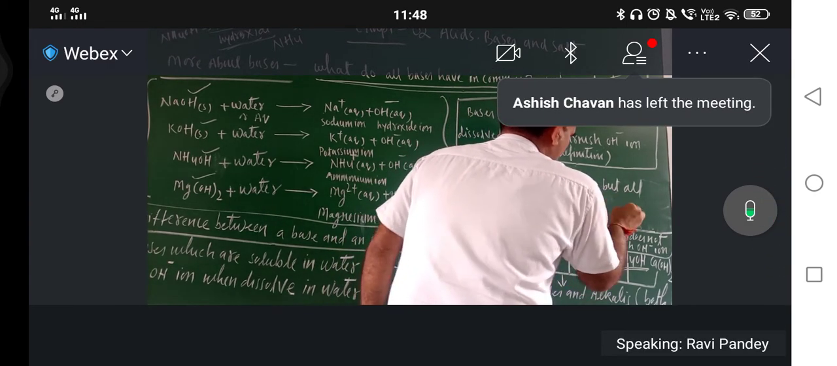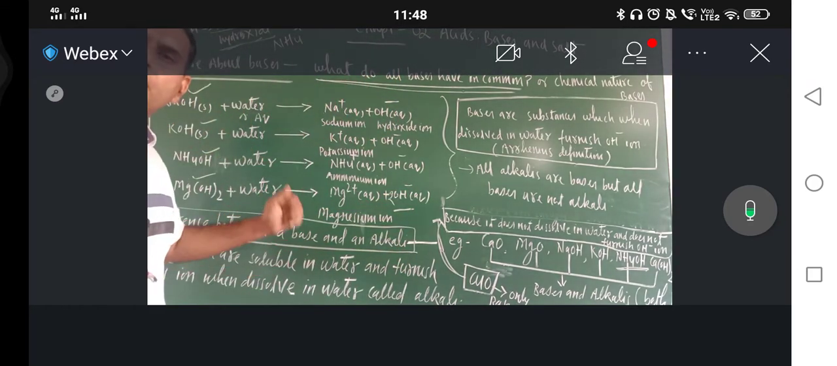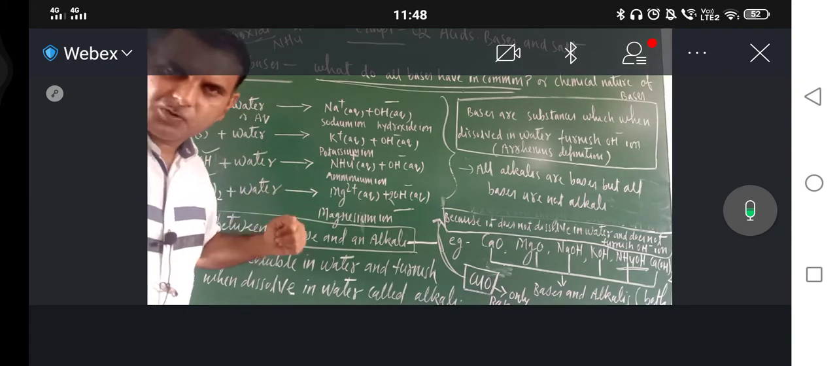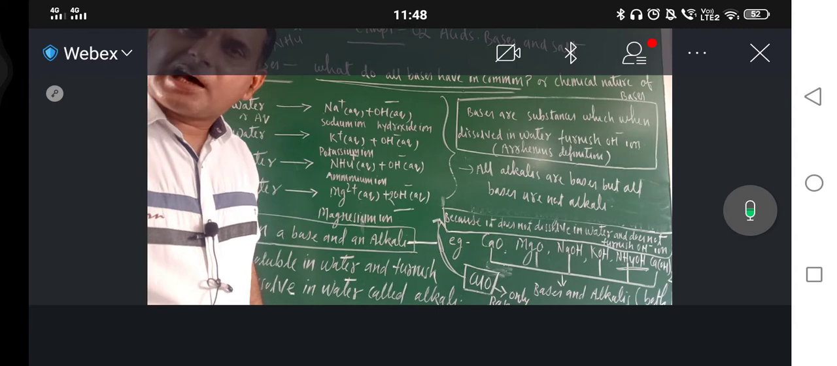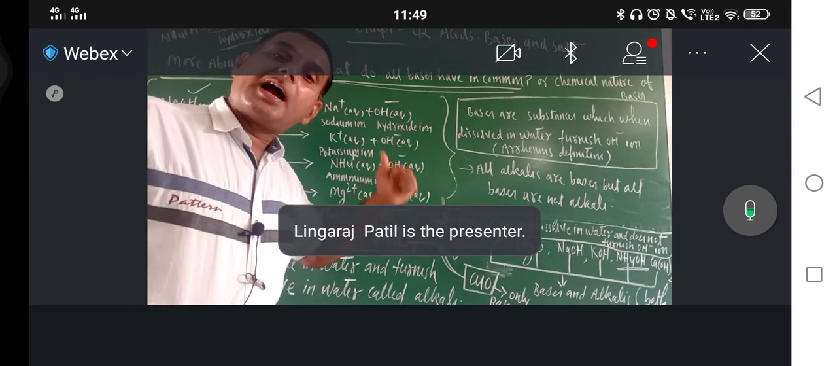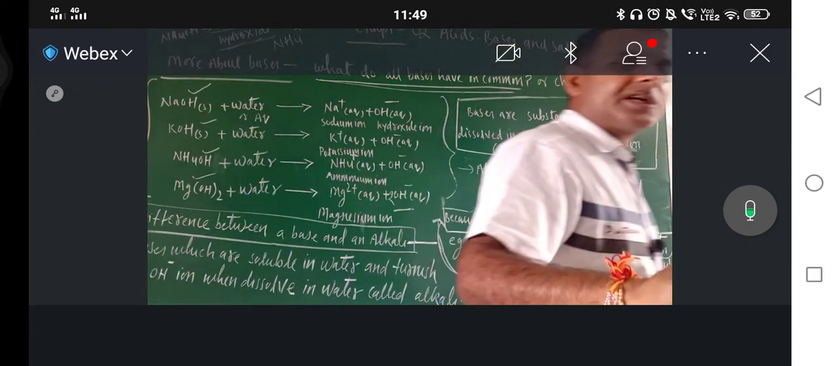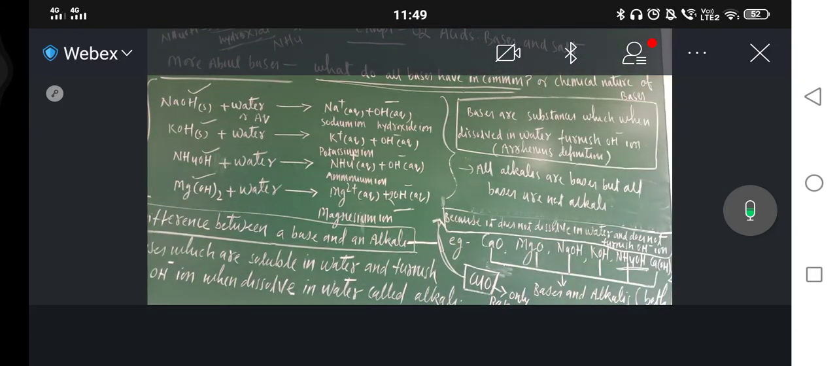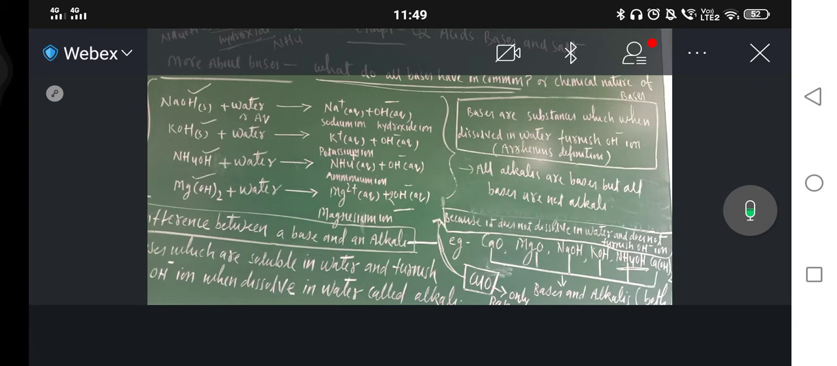What is the difference? Water soluble bases are called alkali. Only those substances can be called alkali if they are bases and if they are soluble in water. To be alkali, the first condition is that they should be bases, and the second is that they must be soluble in water. But bases may not be soluble in water.